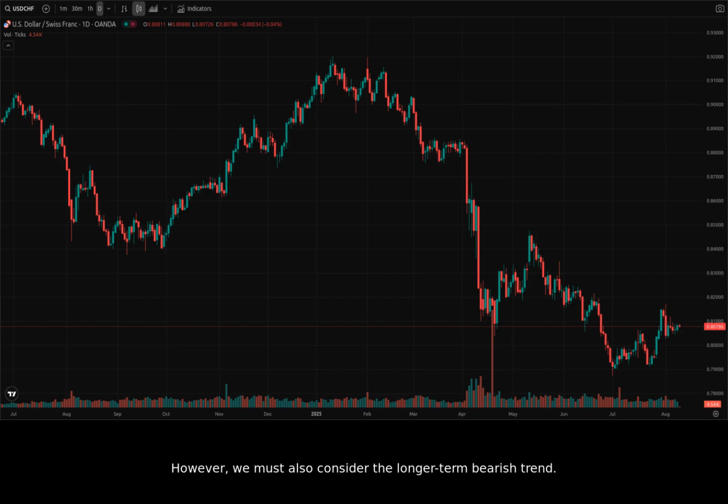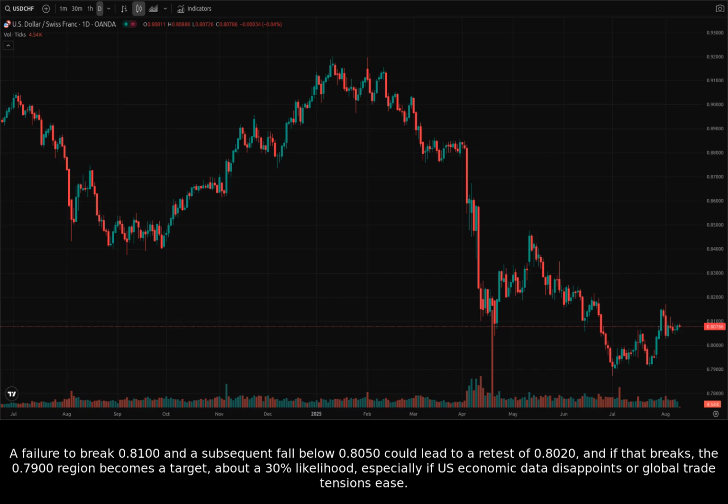However, we must also consider the longer-term bearish trend. A failure to break 0.8100 and a subsequent fall below 0.8050 could lead to a retest of 0.8020, and if that breaks, the 0.7900 region becomes a target. About a 30% likelihood, especially if U.S. economic data disappoints or global trade tensions ease.